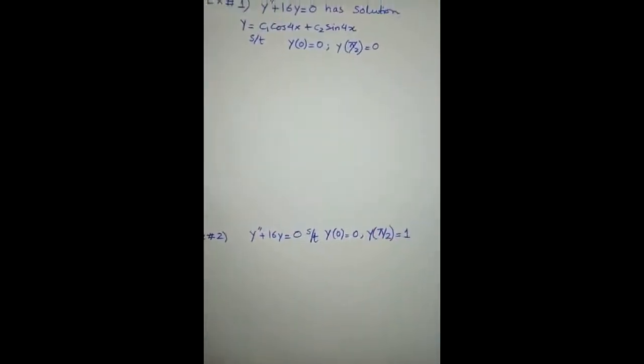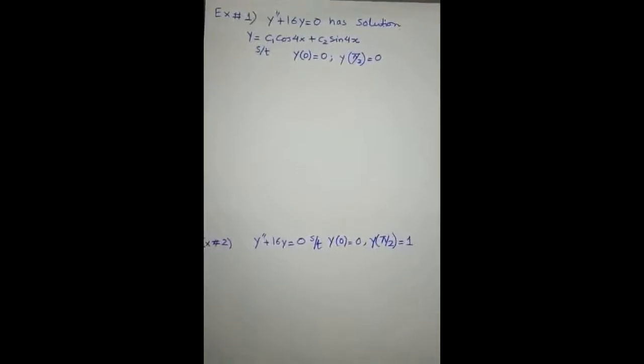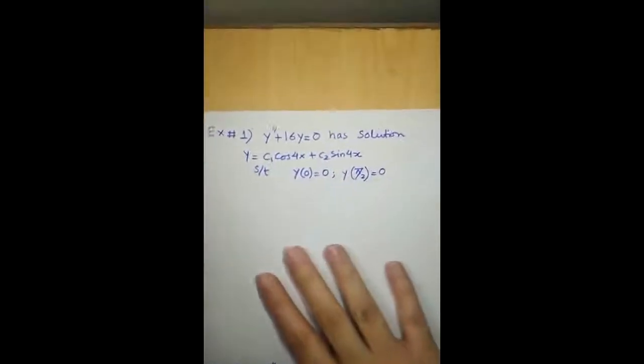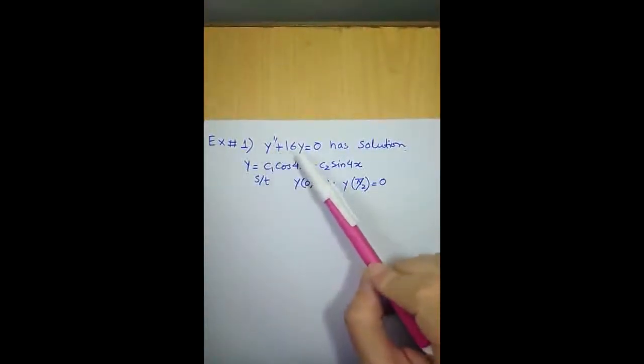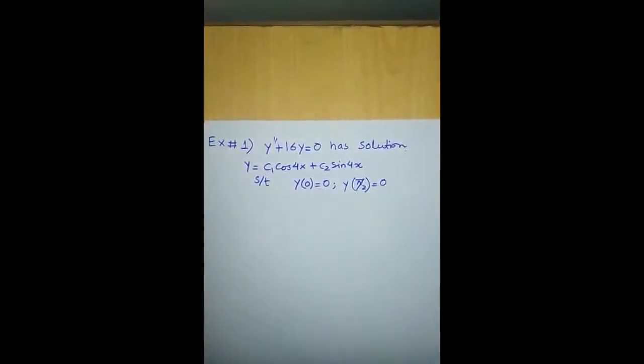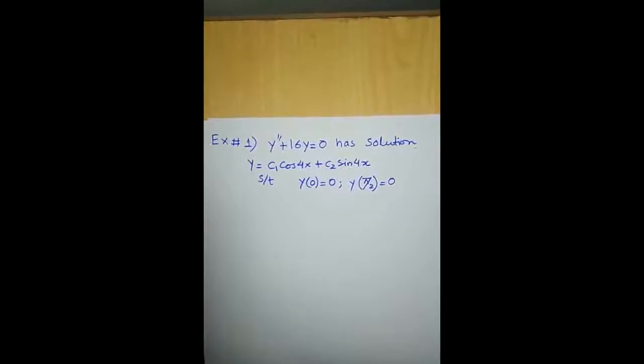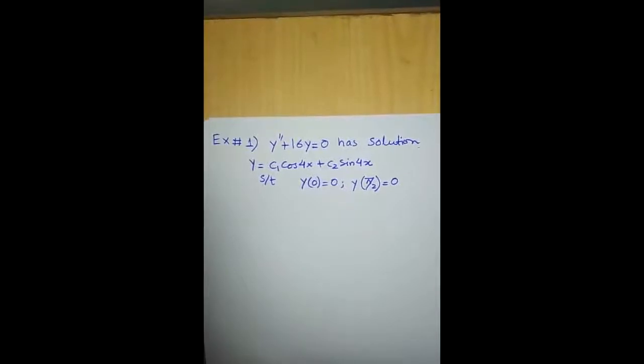So this is example number 1, and the differential equation is y'' plus 16y equals 0, and its solution is given. We have to check whether its solution exists or not, whether it is unique or not, and third, whether it has no solution.